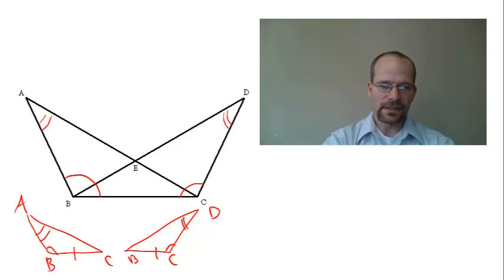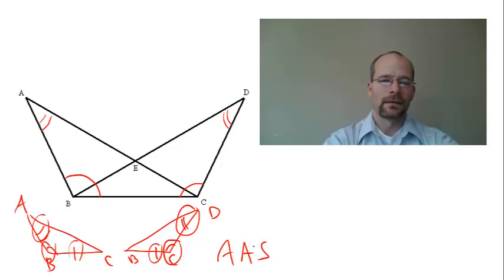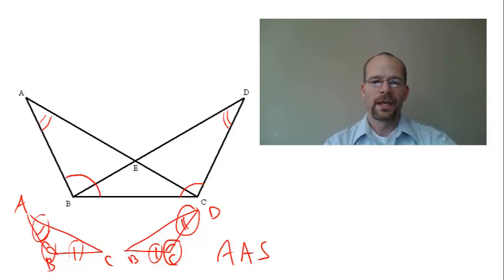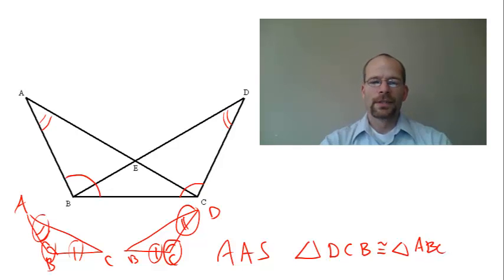And so you can see by angle, side, angle, side, we have congruence. Okay? So to be a little more specific, we could then say that triangle DCB is congruent to triangle ABC. So that's how we use overlapping parts of triangles in a particular diagram to get a little more information that will help us come to a solution or an answer.